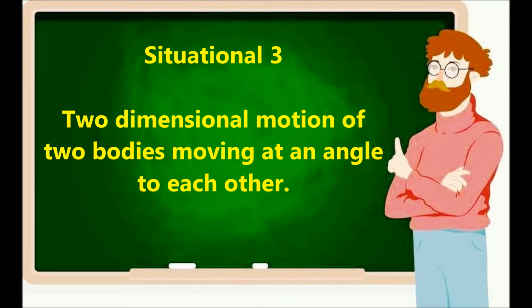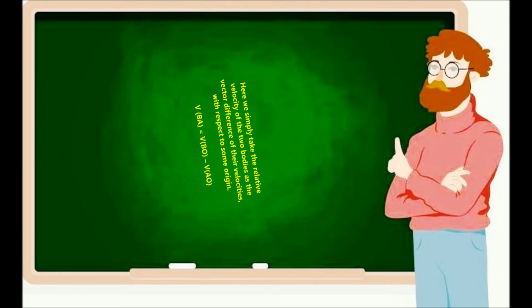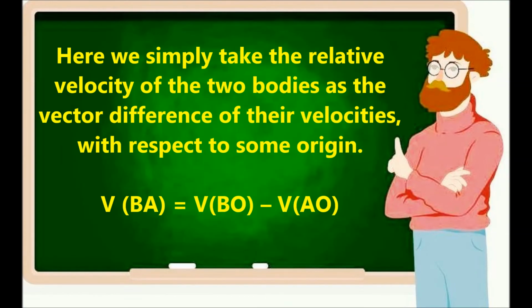Then what do we do? It's very simple. We have already done the chapter on vectors. If those who have not done, please go back to it. You will understand it very easily. Here we simply take the relative velocity of the two bodies as the vector difference of their velocities with respect to some origin. That's all. It has to be a vector difference, isn't it? Because there are two vectors.